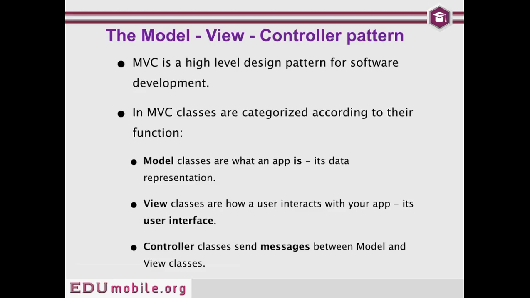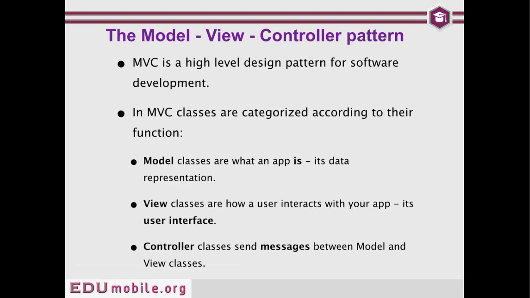The Model View Controller pattern is a high-level design pattern for software development, and this exists not only in Android, but in software development as a whole. In object-oriented development, I should say, in Model View Controller, the classes are categorized according to function. So model classes basically are what an app is. It's data representation. What does this app represent? What is the data I will be working on?